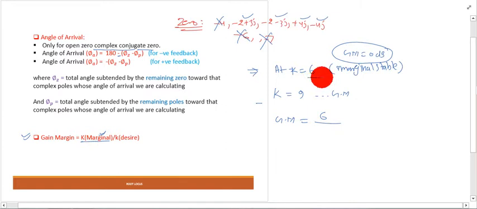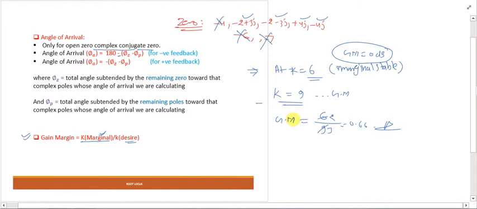See here, it is already given. And k desired is nothing but the value of k at which we are going to calculate the gain margin, and that is 9. Here our value is 9. Just the ratio of these two quantities, 6 by 9, that is 2 by 3, means 0.666, is the gain margin of the system when the value of k is 9. Clear?